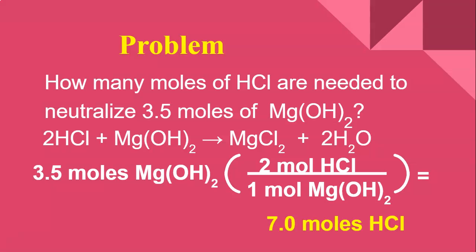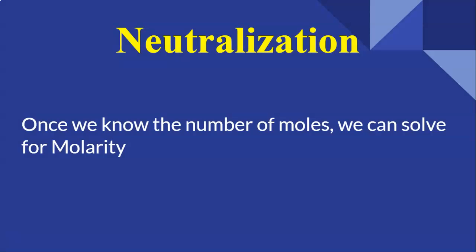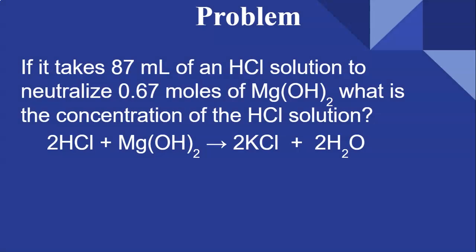and it takes 7 moles of hydrochloric acid for me to neutralize this. Okay, so sometimes it's going to ask you for your moles, but it may ask you to go a little bit further. Once we know the number of moles, we can actually solve for the molarity of our compound. So if it takes 87 milliliters of a hydrochloric acid solution to neutralize 0.67 moles of magnesium hydroxide, what is the concentration?